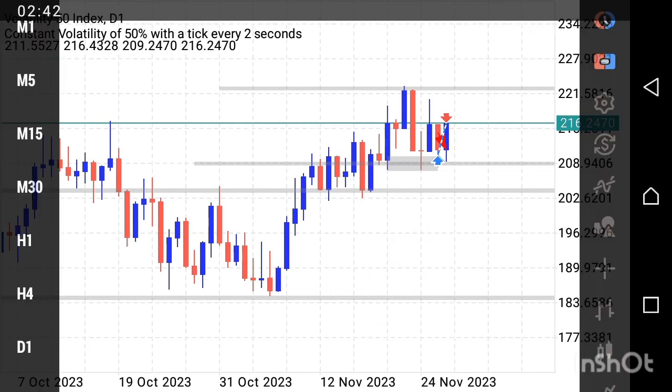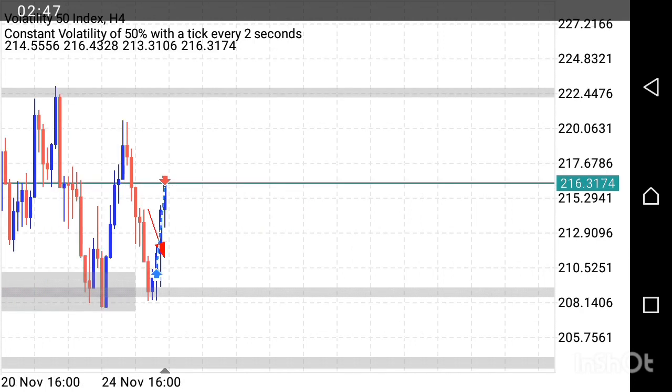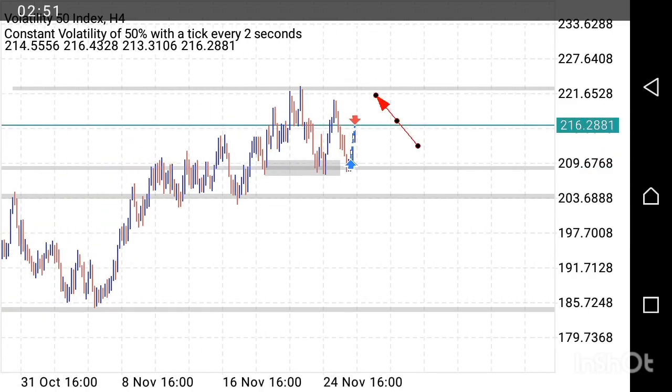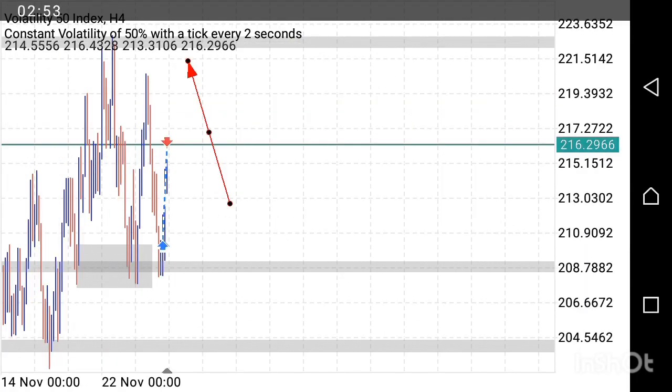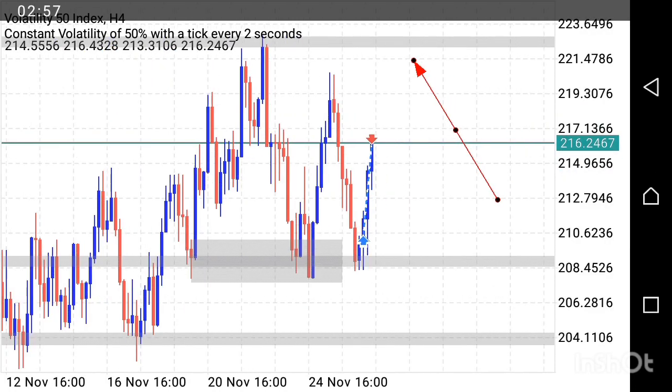All right, so after this I go down to my 4 hour time frame to get a clearer picture of the market structure there. That's what I did here. I came down to my 4 hour time frame, and as you can see, the 4 hour time frame is also aligning with the daily time frame, which is an uptrending market.